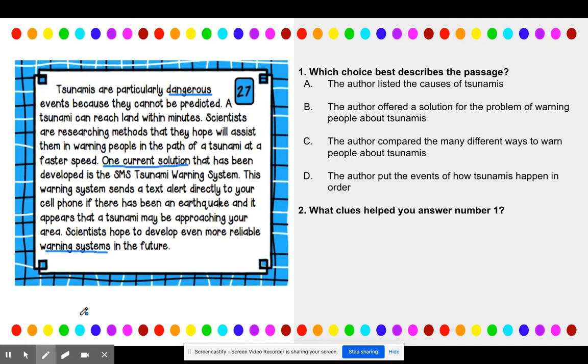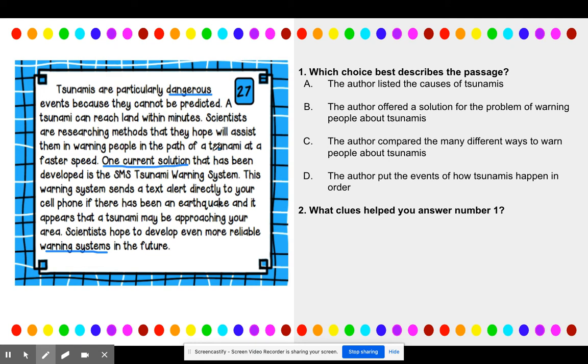The author is giving me a clear problem, and then the author is giving me a clear way to fix it. So now I have to ask myself, what is the problem? Well, obviously, tsunamis. They're really, really dangerous, right? That's what it says. When something is dangerous, it is bad. But the solution is this early warning system that they are trying to create, about giving you a text so that you can take shelter or evacuate, even if there's enough time for you to evacuate.